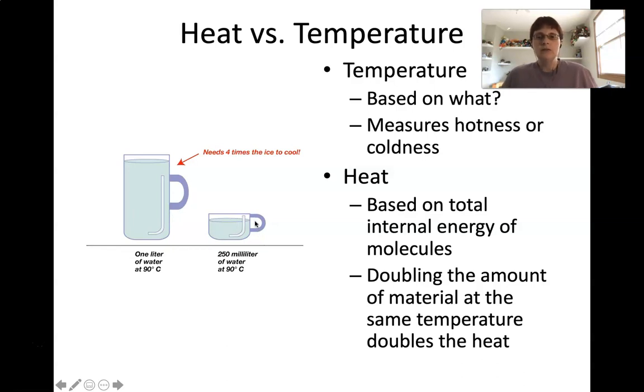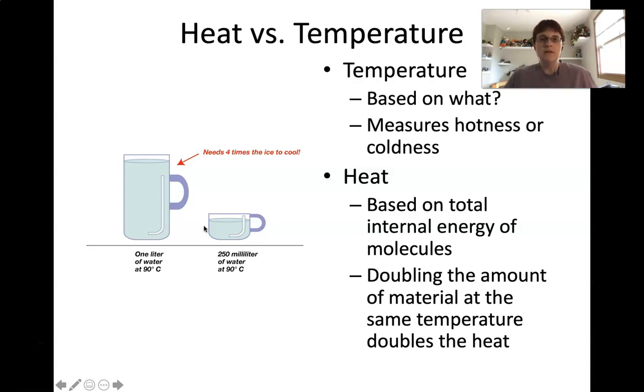And so here we've got 250 milliliters of water at the 90 degrees. And over here we've got 1 liter, 1,000 milliliters at 90 degrees Celsius. You probably can guess, this one needs 4 times the ice to cool, but even if we didn't put ice in it, this container, the liter, is going to take a lot longer to cool down than this one over here.